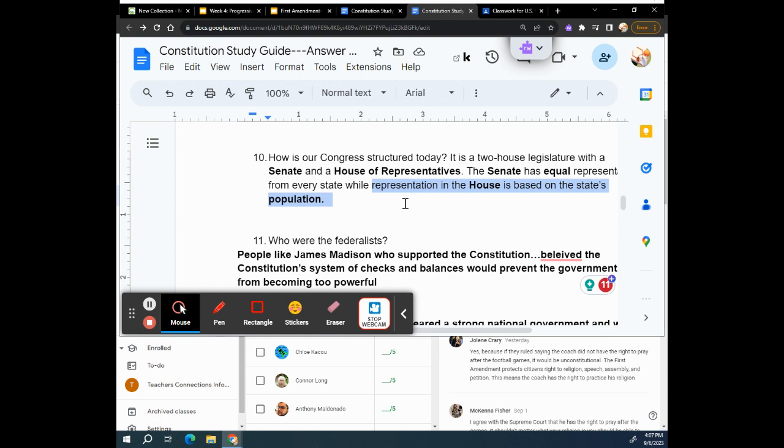California's got a whopping 52 representatives, and Wyoming has 1. They actually have fewer representatives than they do senators. Okay, so just that difference alone shows you the difference between the House, which is based on population, and the Senate, which is based on equal representation.